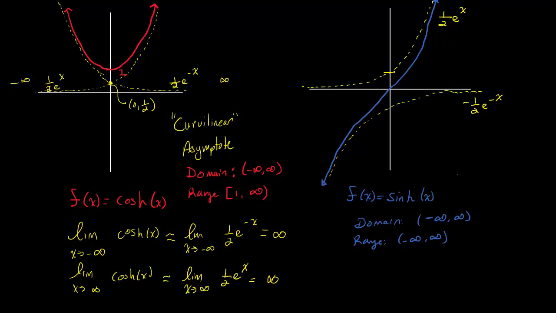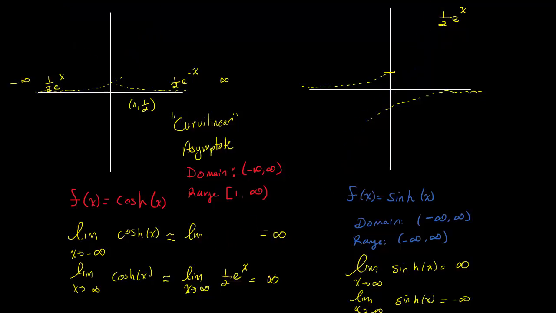Maybe we could just do that. I just don't want to run out of time on this video. The limit as x approaches infinity of sinh of x: as we approach infinity, our curve goes to infinity. However, as we approach negative infinity, our curve will then go to negative infinity. So it goes down to negative infinity.